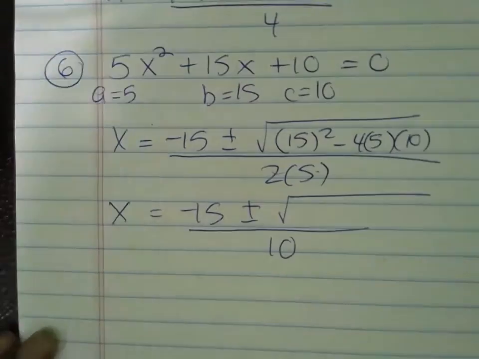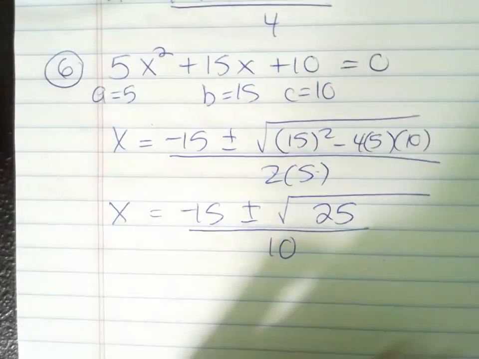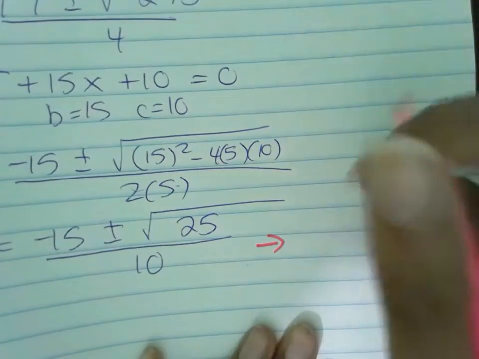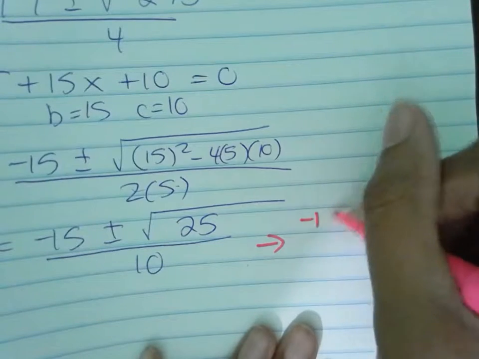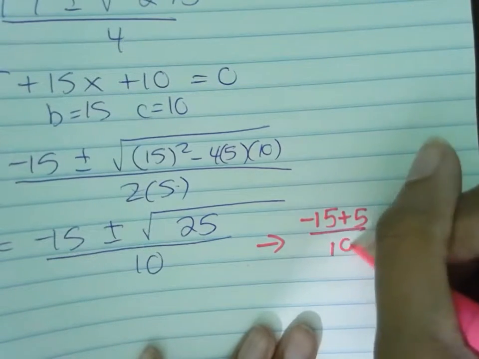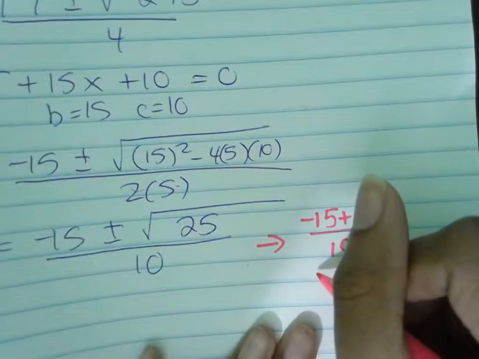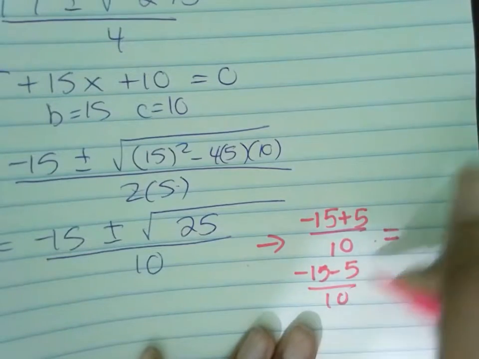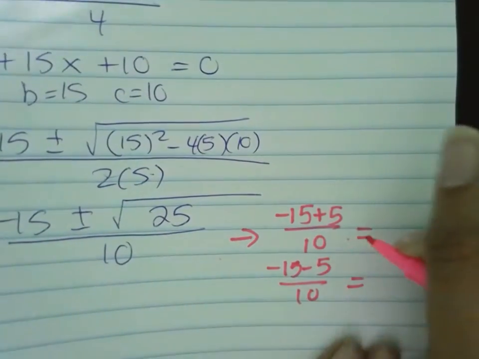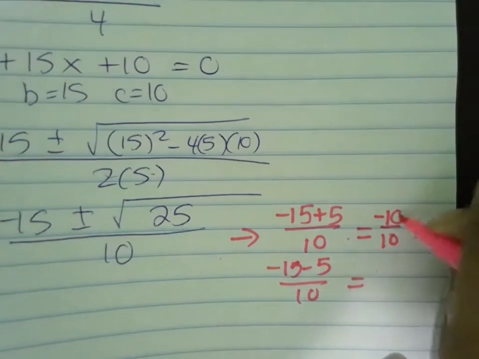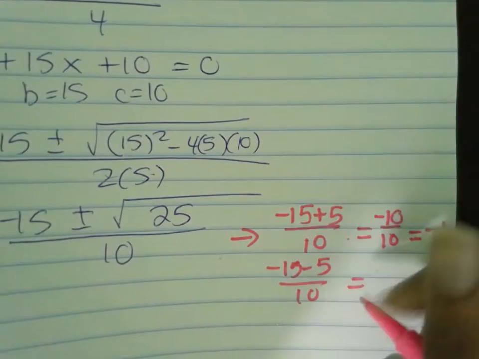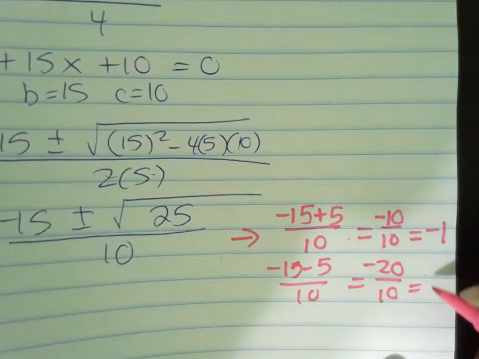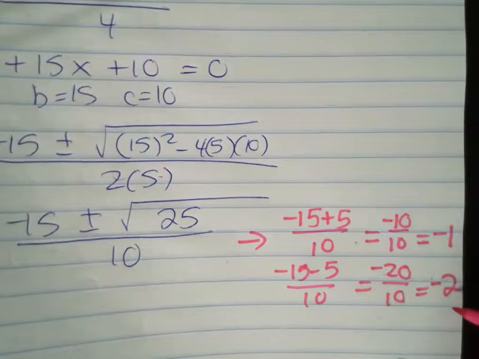$25. Oh yes, we can take the square root of 25. Here we go. So we're going to have x equals negative 15 plus 5 over 10, and then x also is going to equal negative 15 minus 5 over 10. So if we do negative 5 plus 5, that's negative 10 divided by 10. Negative 10 divided by 10 is negative 1. Negative 5 minus 5 is negative 20. Negative 20 divided by 10 is negative 2. So x equals negative 1 and x equals negative 2.